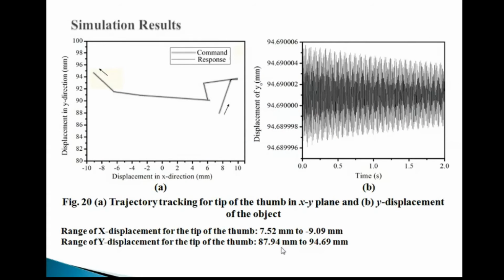So the reference trajectory is in X and Y direction for the various joints of the finger, thumb and index finger. So for the tip of the thumb, trajectory tracking is shown here, where exactly the response tracks the command trajectory. And we can also see that our object is stiff. It is not moving, which is shown by figure B.